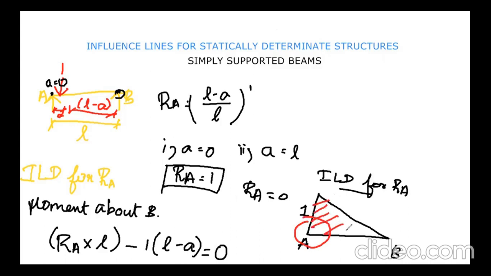Okay, so for example, I am assuming that a 50 kilonewton load is moving from left support to right support. So how we can obtain the maximum reaction at A means we will be placing that 50 kilonewton load here. In this point we will be placing that 50 kilonewton load.